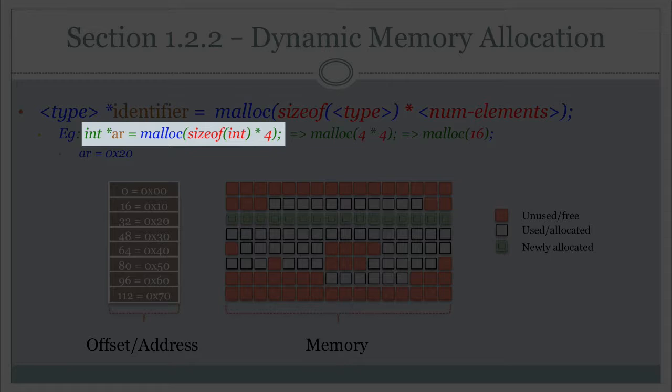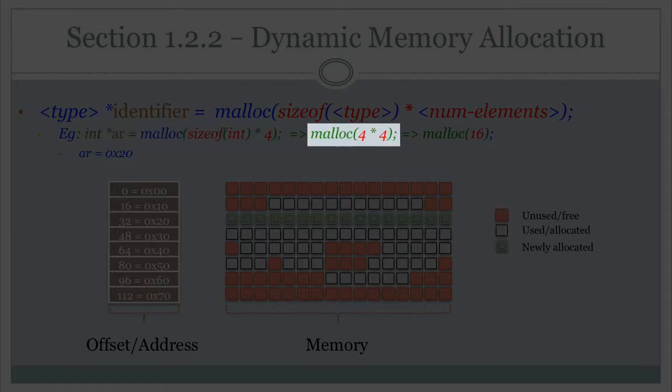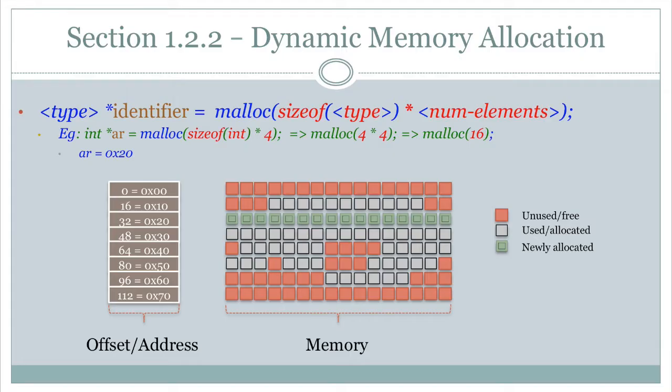And I'm going to say malloc size of int times 4. And let's imagine that size of int is 4 bytes. So that'll be 4 times 4, which is just 16. Now, if I knew it was 16 that I wanted, I could just write 16. But remember I said the safest thing to do is to say size of type times how many elements you want. If you always write that in your code, you're never going to run into issues with not having enough size. But let's skip over that for now.